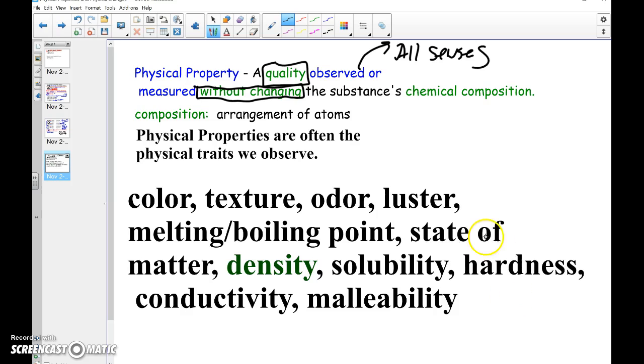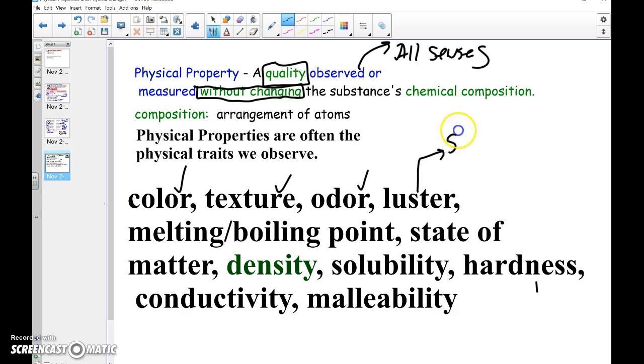So down here I have this list of physical properties. Something's color. You can look at its color. You don't have to change the substance. My car is blue. Well, there we go. I know what color the paint is. That's a physical property of the paint. I didn't have to do anything to the car to observe that. Texture, what something feels like. Again, you don't have to change it to look at that. Odor, all right? You don't have to change it to smell it.